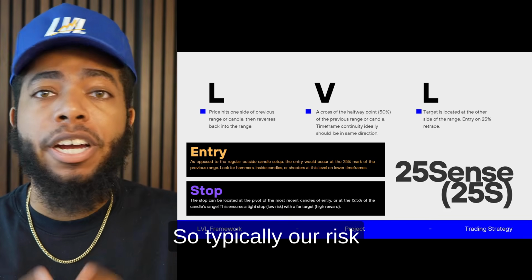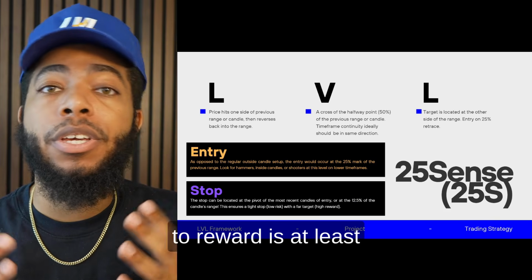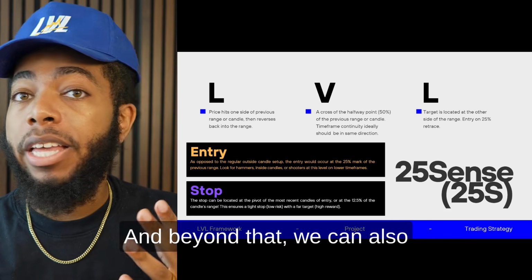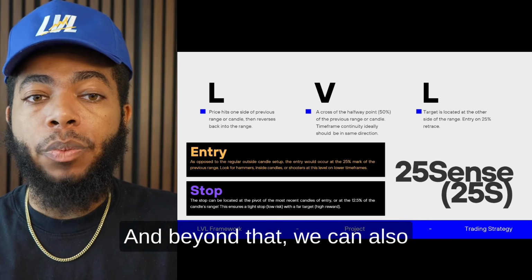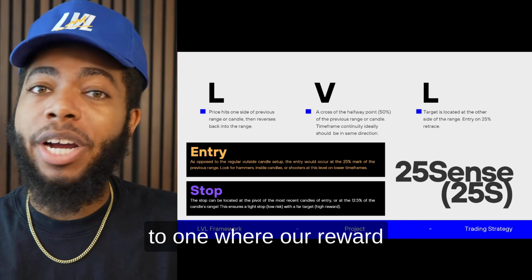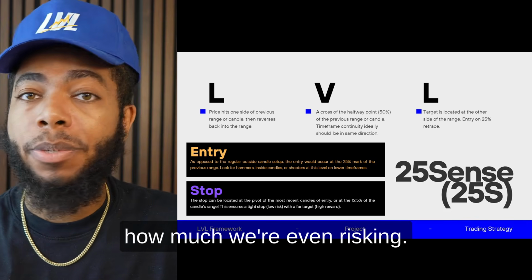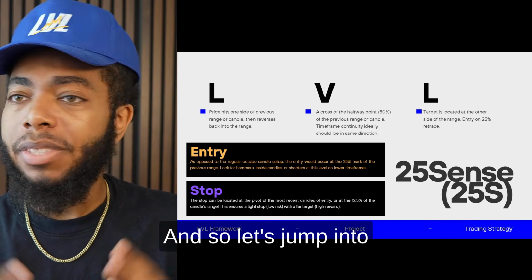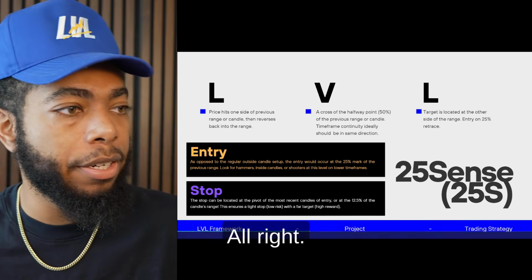So typically our risk to reward is at least 2-to-1 most of the time, right? And beyond that, we can even have 6-to-1, where our reward is so much greater than how much we're even risking. And so that's really our goal here, all right? And so let's jump into an example right here, all right?